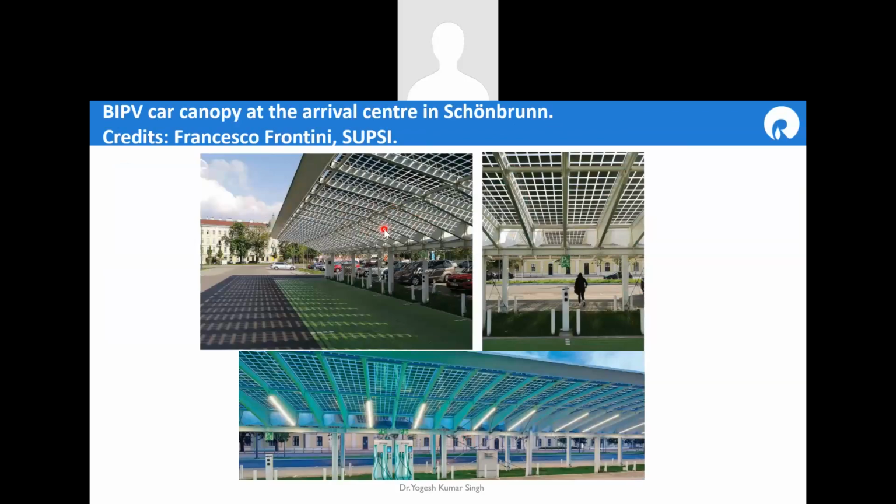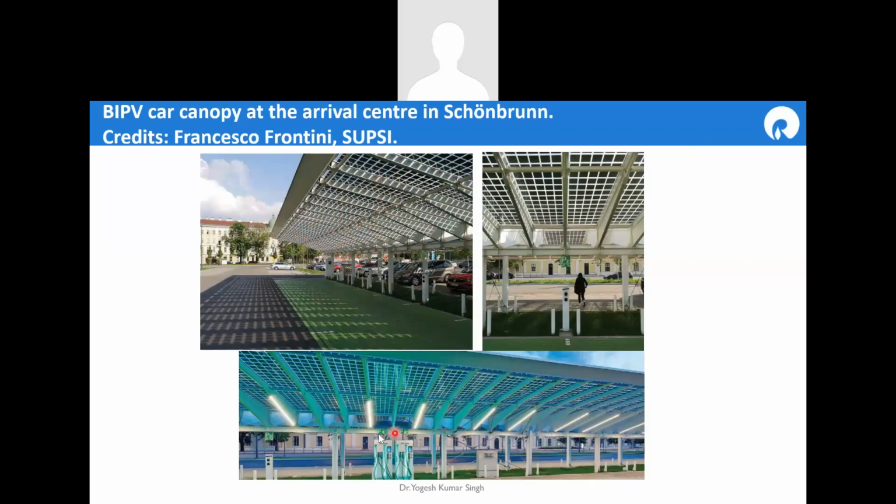I just request NIT Patna to also develop this kind of initiative in your campus. It can be utilized for daytime storage light, as well as for an EV charging station. And it also provides shading for your parking area. So this is an initiative you can also start in your campus.